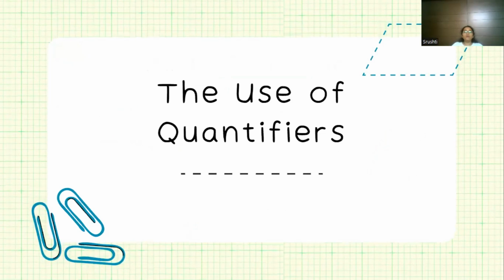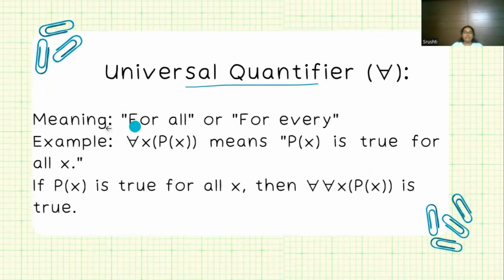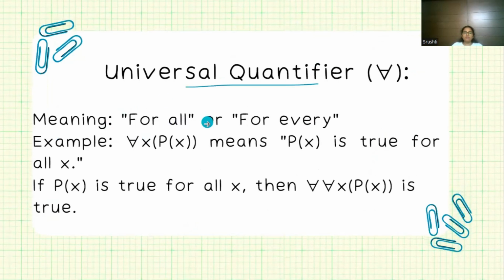Next, we look at the use of quantifiers. Universal quantifier. It means for all or for every. For all x, P of x means P of x is true for all x. If P of x is true for all x, then for all x, P of x is true.